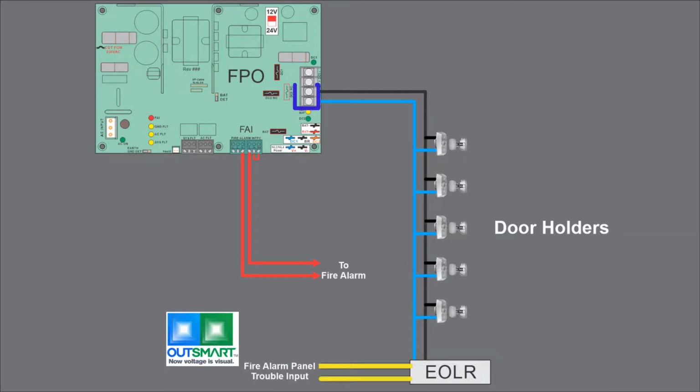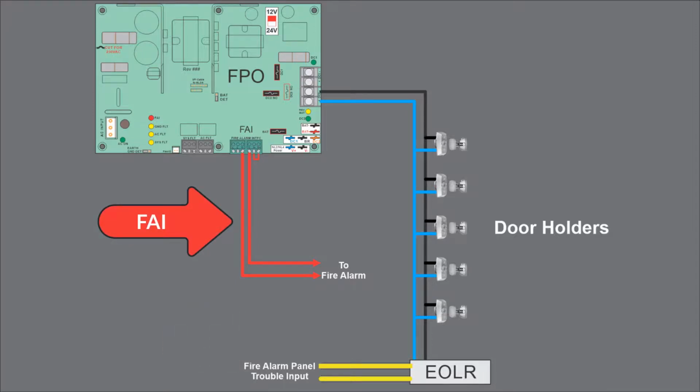We can use the FPO alone to power and control fire system door holders. Simply use DC2 on the FPO to power the door holders. Drop the doors by activating the fire alarm interface. An end-of-line relay can be used for supervision.